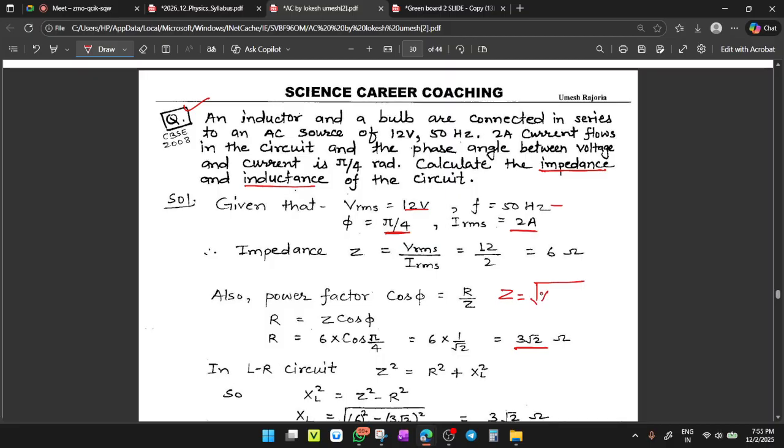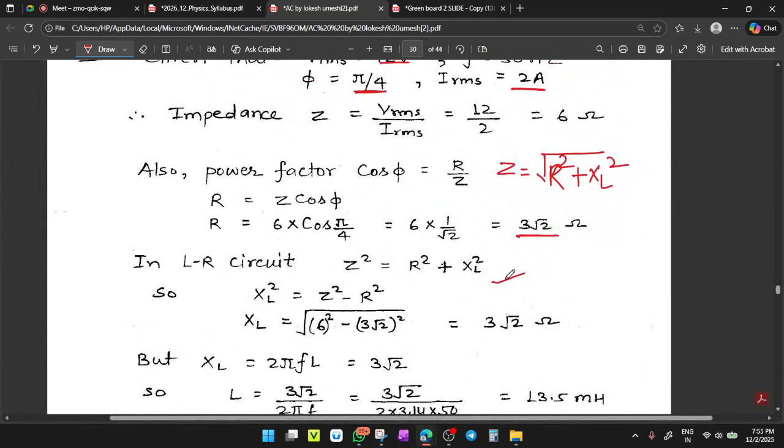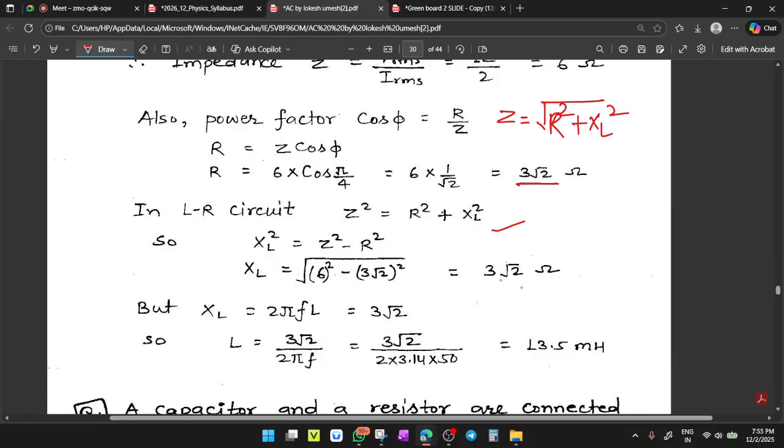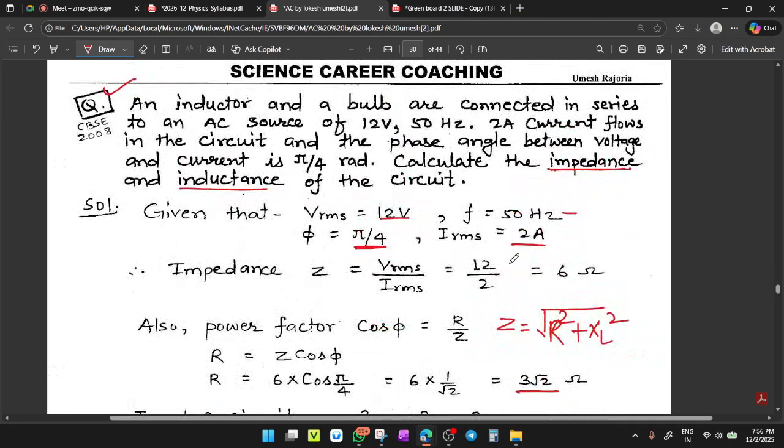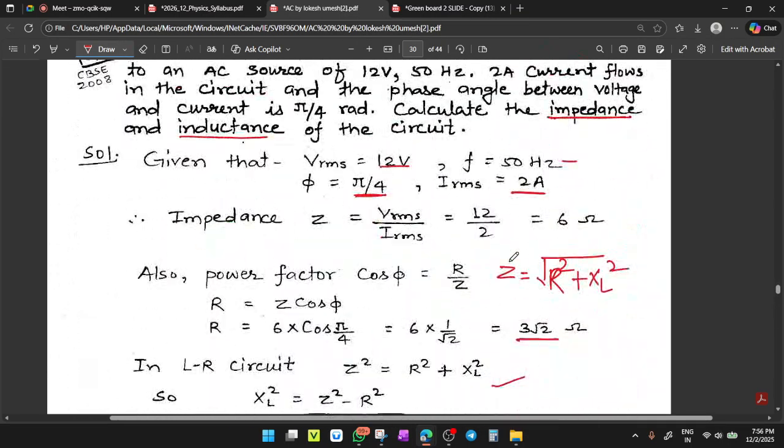Now you have the formula, for an RL circuit, Z equals under root R square plus XL square. Squaring both sides, you will get Z square equals R square plus XL square. So XL square equals Z square minus R square, and you will get 3 root 2 ohm. Finally, the inductive reactance XL equals 2 pi F L. So for L, XL equals 3 root 2, so L equals 3 root 2 upon 2 pi F, which becomes 3.5 millihenry. So this is the numerical related to the LR circuit.